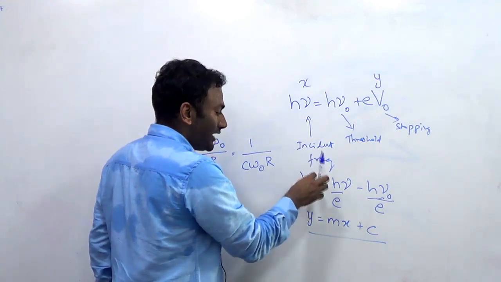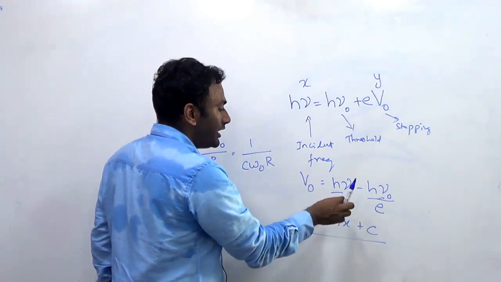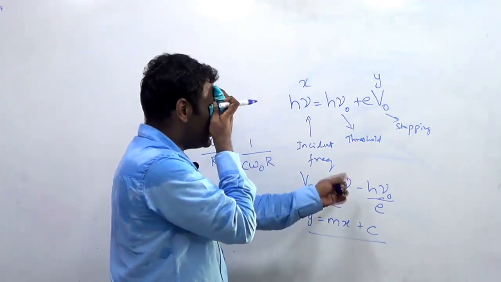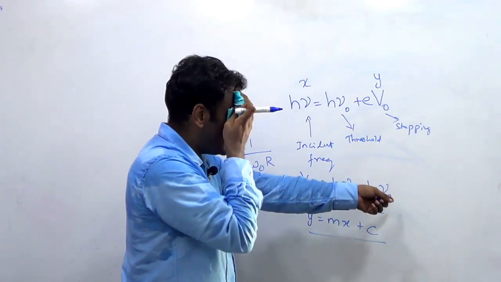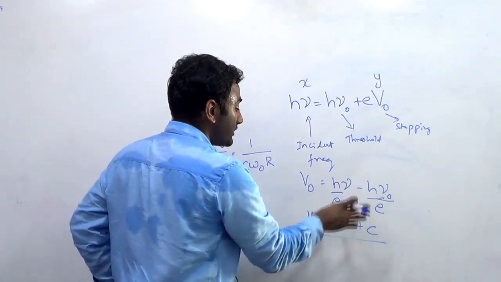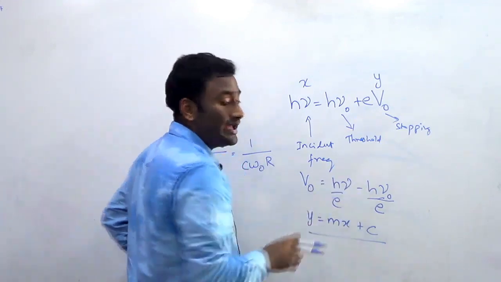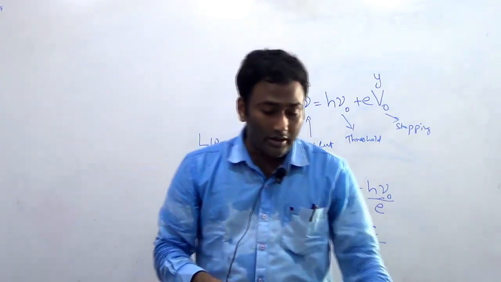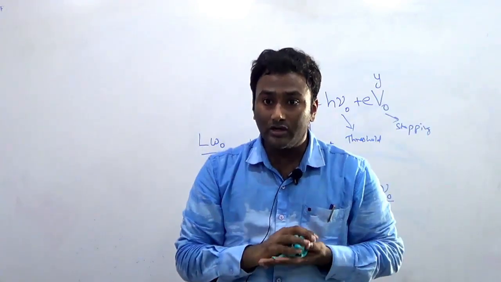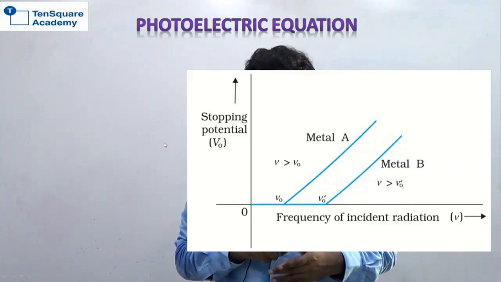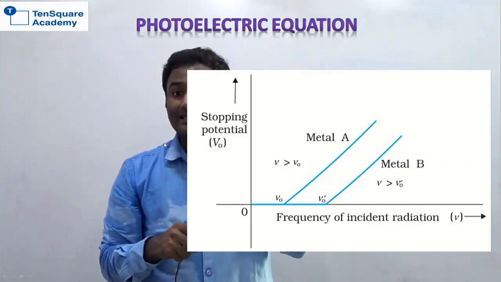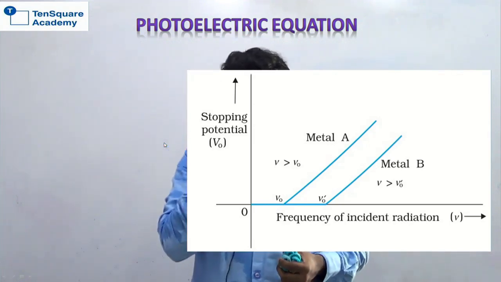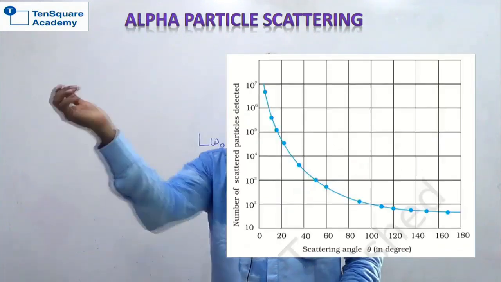Now, the stopping potential is y, this is frequency nu, this is the threshold frequency, and the slope value is h by e. So, in case we have to interpret the equation of the straight line in this graph, then the slope will give us h by e. So, any questions, the slope will be given by h by e.